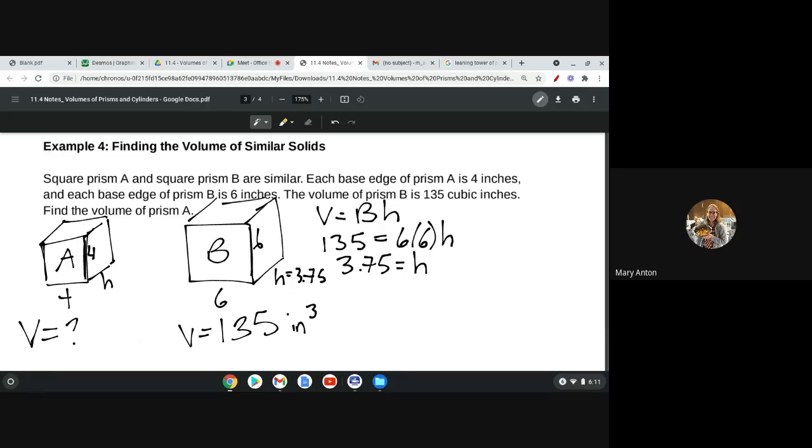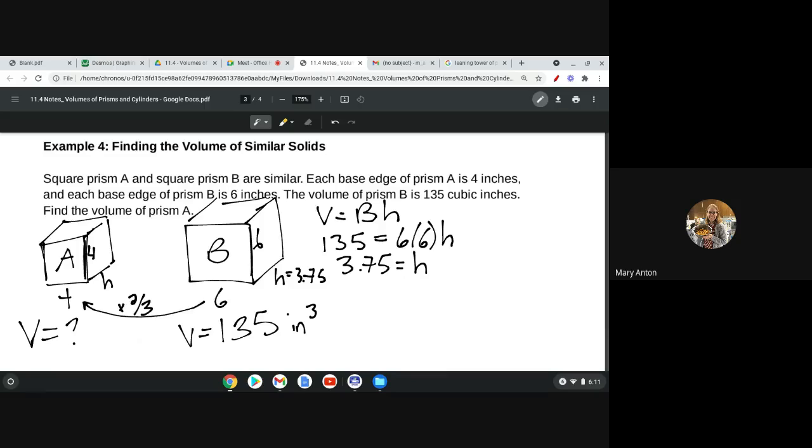Okay, and now I want to use the scale factor to find the height of our prism A and then find the volume of prism A, and then compare them. And you're going to find out something pretty cool. So, what's the scale factor? What do I have to multiply 6 by to get to 4? Well, to do that, you can do 4 divided by 6, which is 2/3. Oh, goodness. So our scale factor is 2/3. We have to multiply B by 2/3 to get to A.